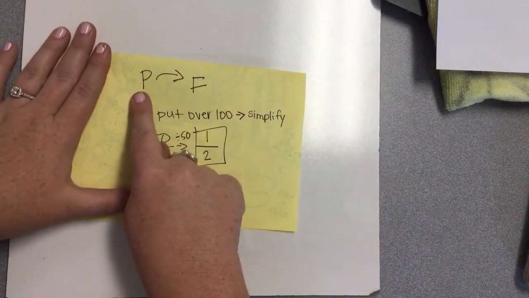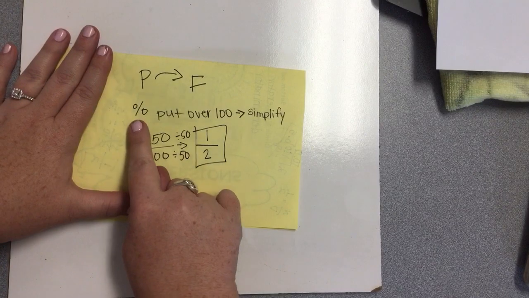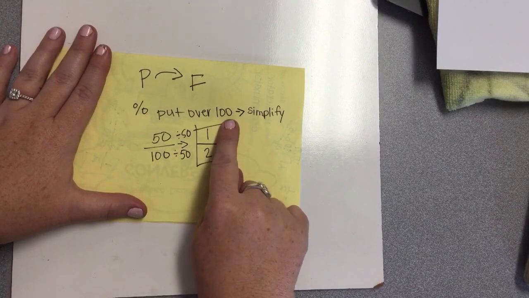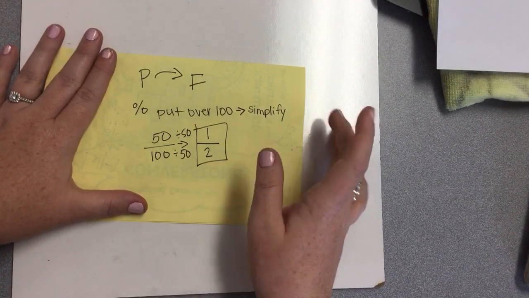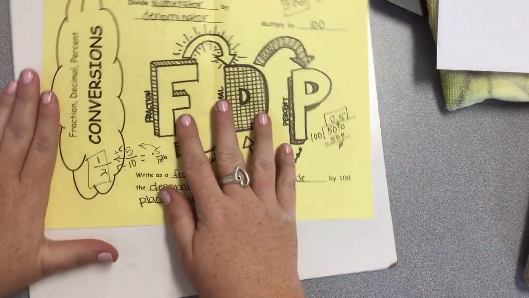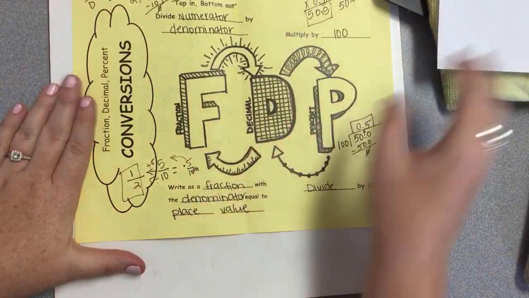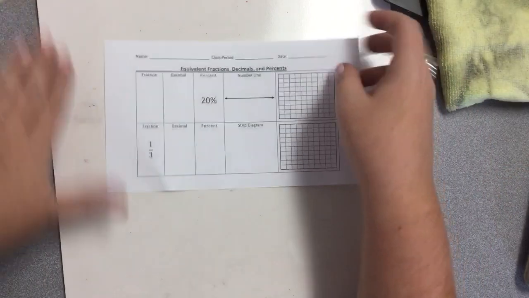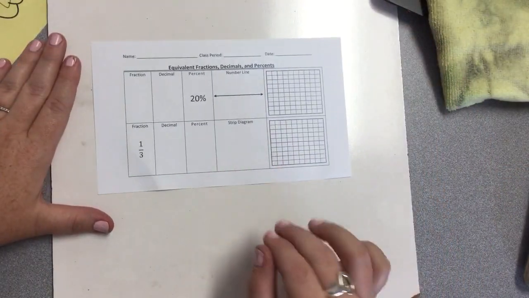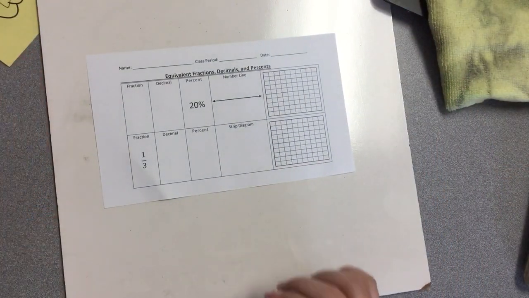And then we wrote, if you want to change from a percent to a fraction, you're going to put the percent over 100, and then you're going to simplify it. So that's the rule for that. And we are going to use this for the homework today. Your homework should look something like this. Everybody should have one that looks like this.